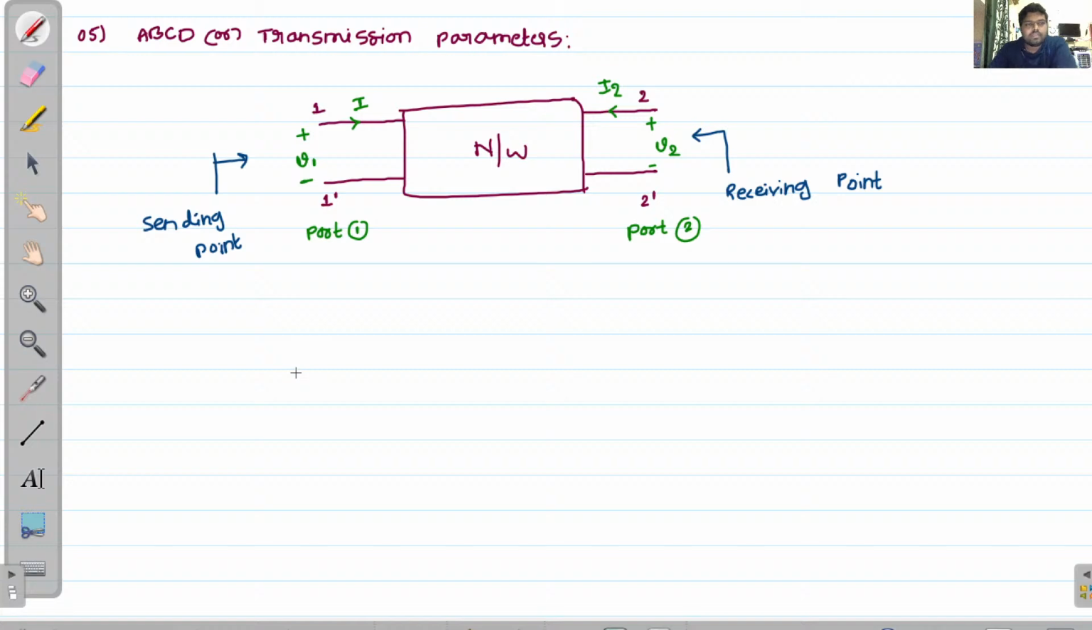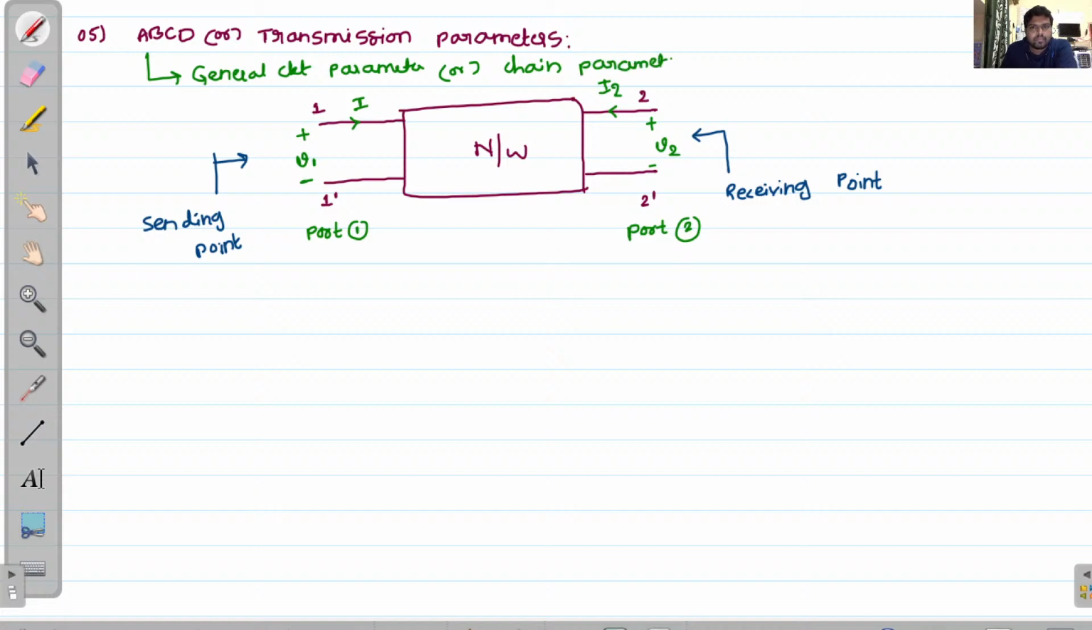So our next topic is ABCD parameters, which are also called transmission parameters, and we have some alternative names also, which are general circuit parameters. Otherwise, we can call them chain parameters. Why? Because these are used in cascaded type networks, so that's why we can call them chain parameters.